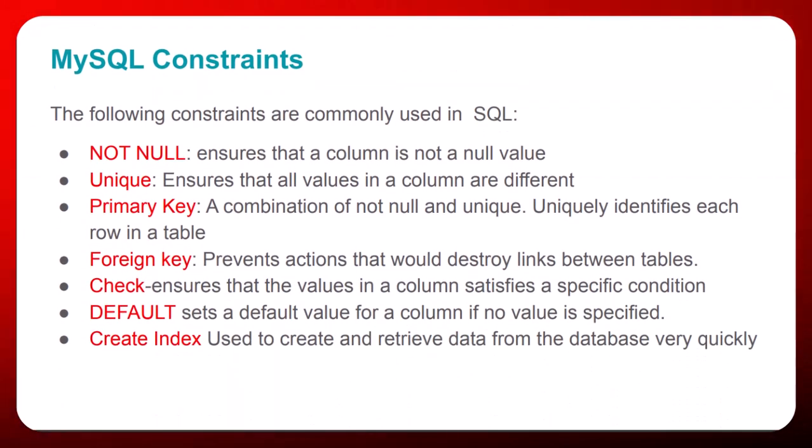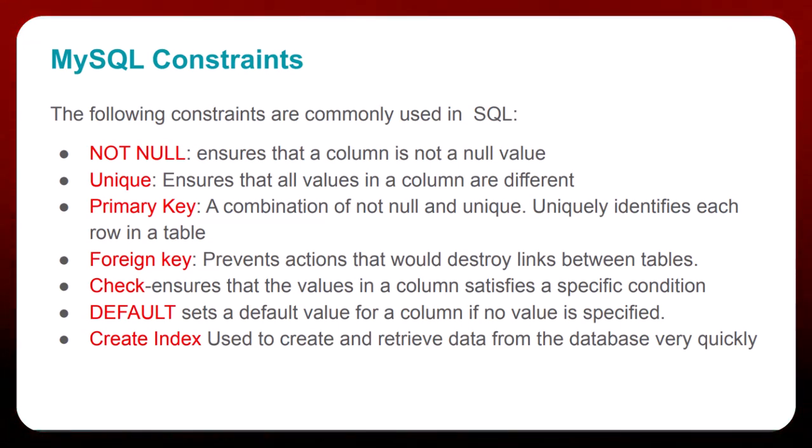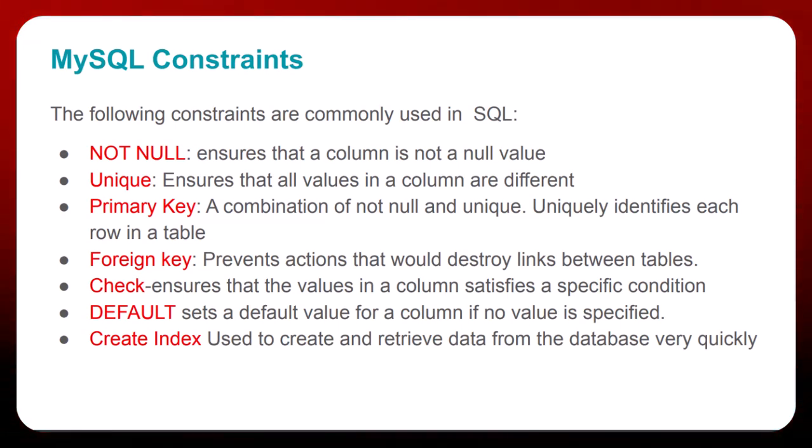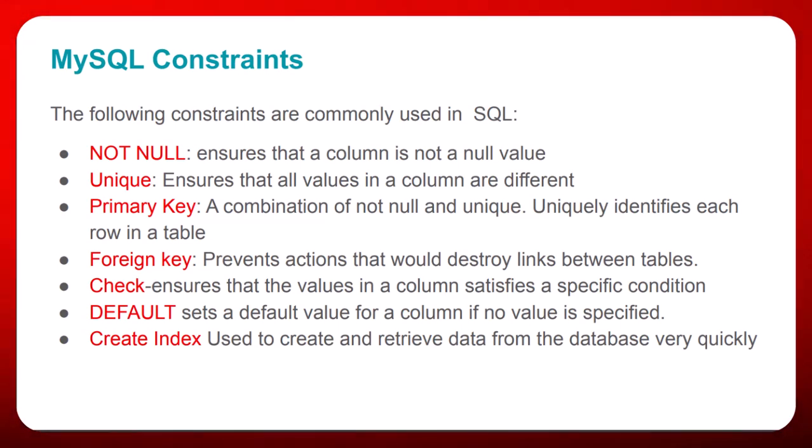Okay. Now these are our constraints. Like I said, just some of them. The following constraints are commonly used in SQL. Not null ensures that a column does not have a null value. Unique ensures that all values in a column are different. Primary key is like a combination of not null and unique. Okay, so now remember the primary key is important. It uniquely identifies each row in a table.